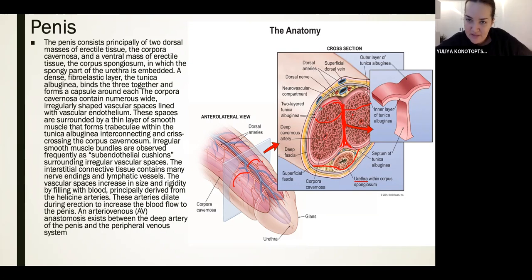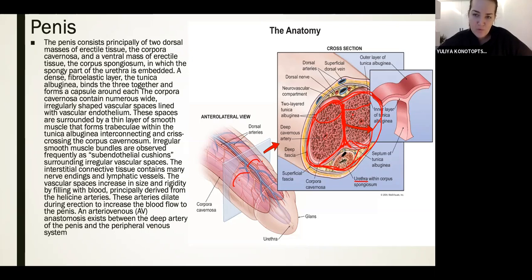So I repeat, this red line right here, this is going to be the tunica albuginea, right? So it's kind of outside all of the three bodies. But between the corpora cavernosa, you will see that there is medial septum as well. So we have three bodies in the penis. Which ones of them are erectile? Basically, which one of them are responsible for erection? It's only corpora cavernosa. Corpus spongiosum will never be filled with blood. Why?